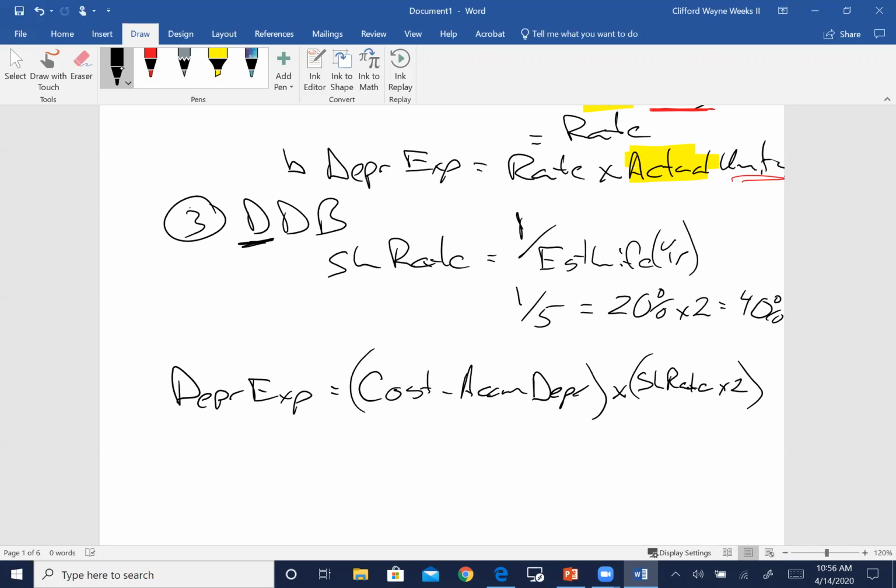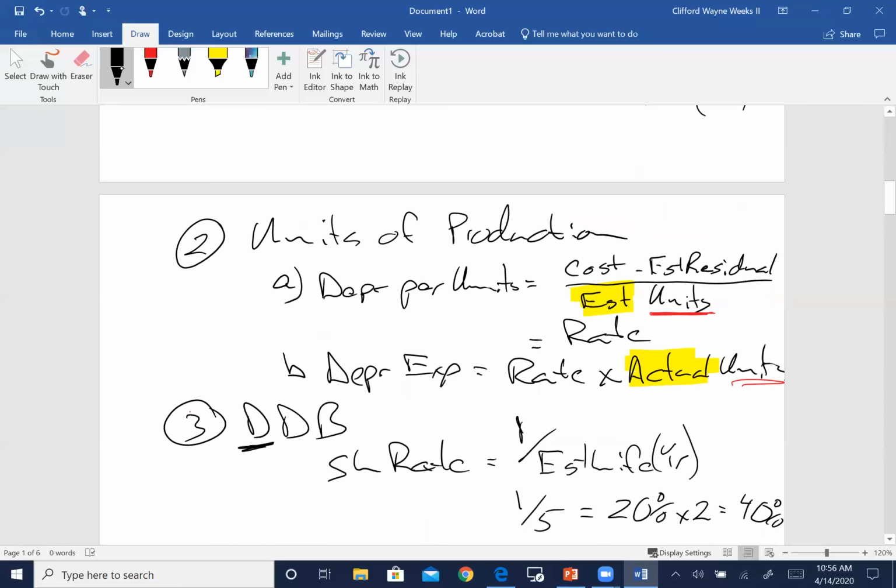Okay. And so, this equals your book value. Okay. This is the only one of the 3 methods that does not use what's referred to as the depreciable cost. Okay. The depreciable cost, right, is this thing right here.